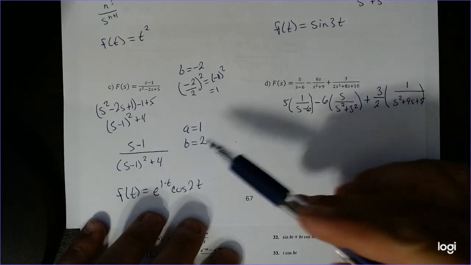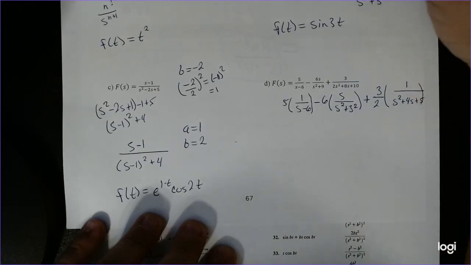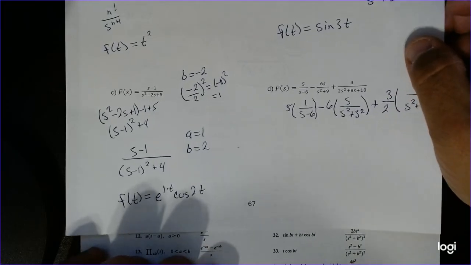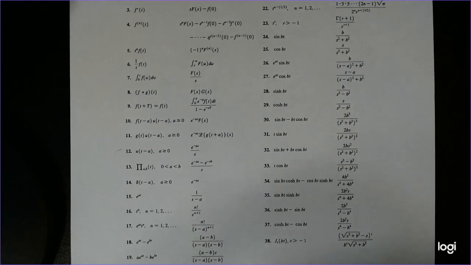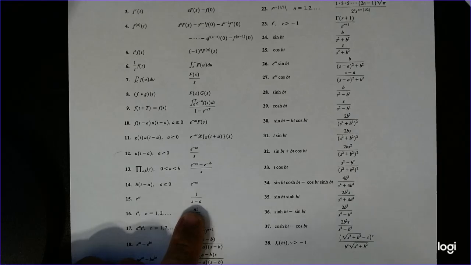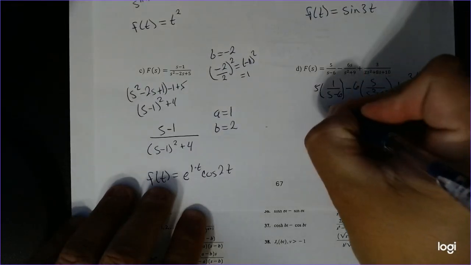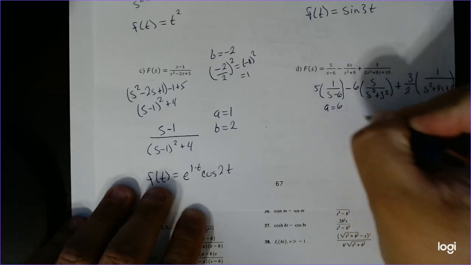And, oh, it's not the same thing. Okay, all right. So let's look at the first one. So 1 over s minus 6. So 6 must be a constant. So let's see what we got here. Might be this one here, 1 over s minus a. So in this case, a is going to be 6.